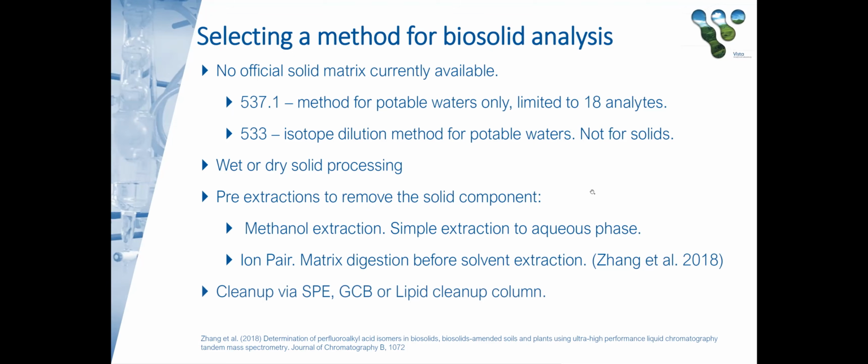So to use those methods, you have to build in a solid extraction before you continue the method. So you have to add a pre-extraction that would strip the analytes from the solid matrix, so you can then process it as an aqueous sample. There's also consideration whether you want to use wet or dry sample. You could air dry a sample or process both the aqueous and the solid at the same time. After you've done all that, you can follow the same tried and tested extraction techniques for PFAS using SPE, GCB for cleanup, and there's also lipid cleanup columns.